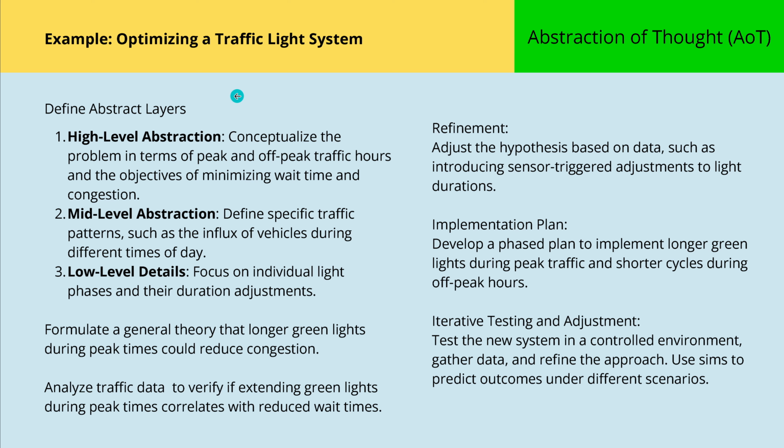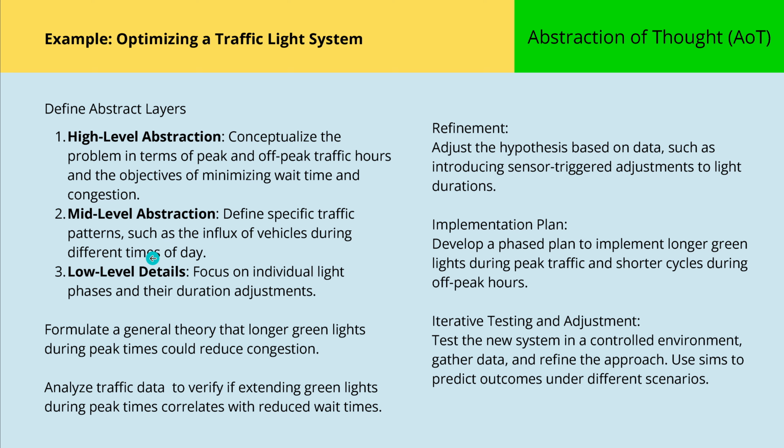As we know, we have abstract layers. So we start with the high-level abstraction. We conceptualize the problem in terms, let's say, of peak and off-peak traffic hours, and the objective of minimizing the wait time and the congestion and therefore maybe the pollution. Then on a mid-level abstraction, we define specific traffic patterns in advance, such as the influx of vehicles on specific parts of the city or specific interconnects during different times of the day. We connect it to other events. Maybe there was a football game or maybe there was whatever.